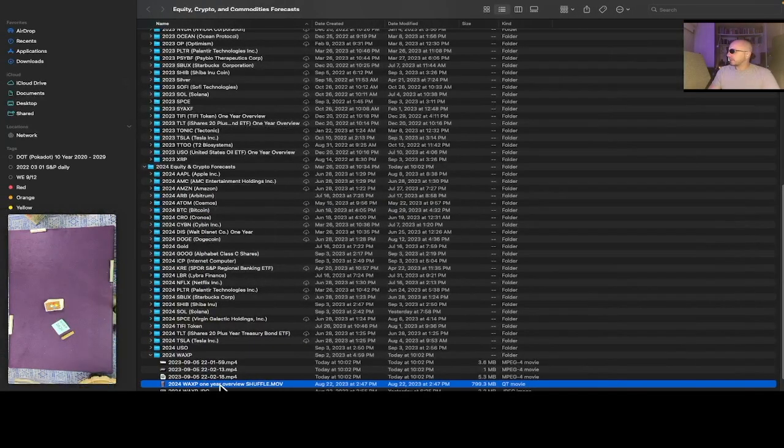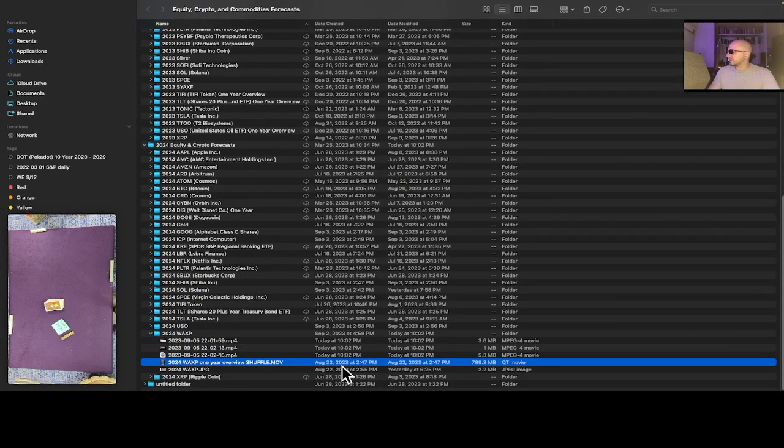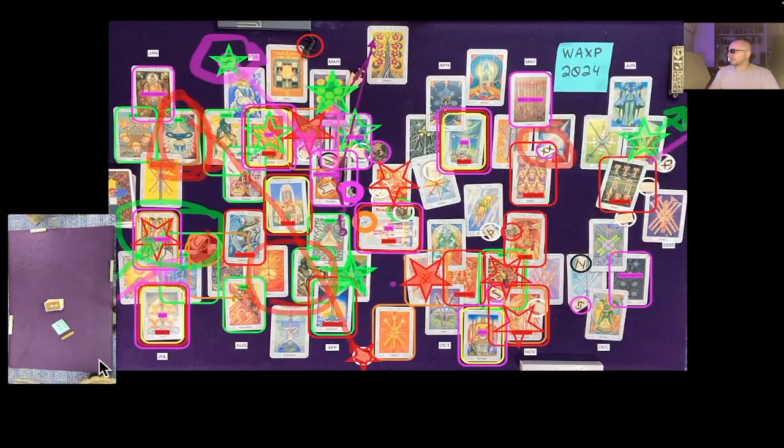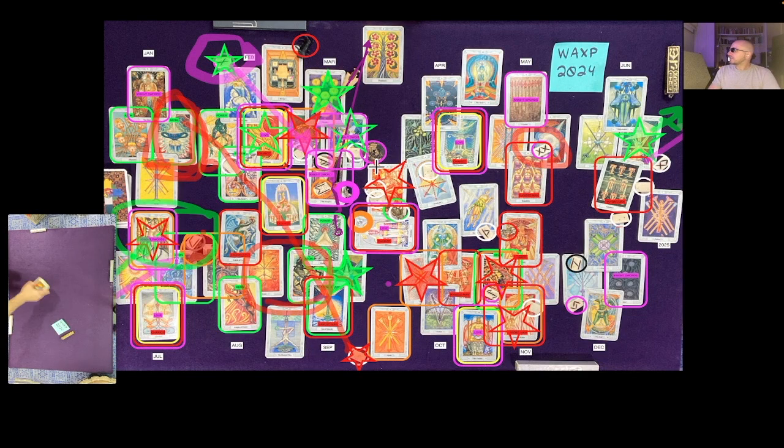The shuffle file we're about to play for you was created on August 22nd, 2023 at 2:47 p.m. Eastern Time. That's this file right here. So the overall theme and behavior for WAXP in the year 2024 is like a multi-year scale support level. It's important on a multi-year scale that will be highlighted throughout the year.